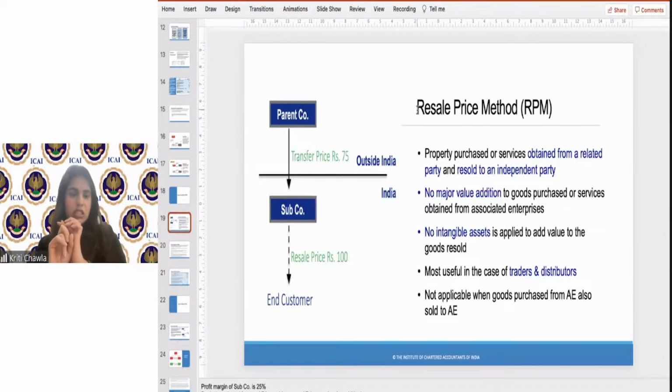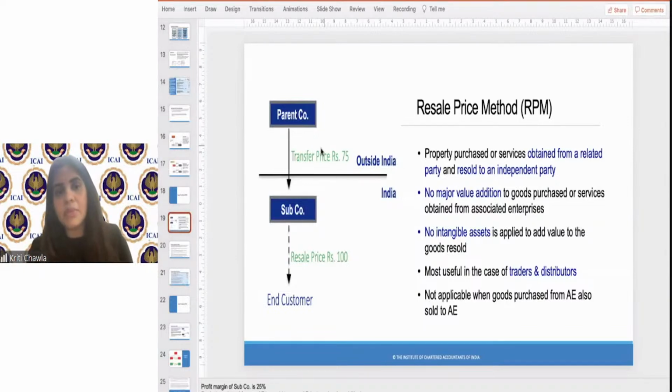Just as a recap, just to go through it again. One, you have to substantiate that there is trading or distribution happening. Then you have to see that this is a related party situation. Then you also have to see that there was no value addition, because this method is applicable only if there is a resale. Resale happens only when there is direct selling. There is no value addition involved in this particular situation. Then you have to calculate the margin, and that particular margin should be used as an ALP situation. So that is the resale price method.